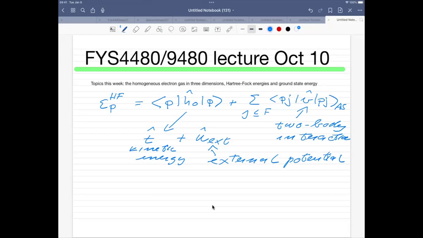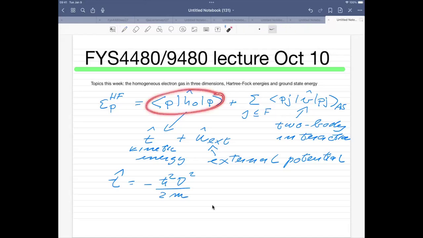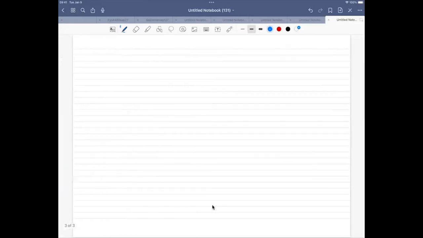Now, if we look at the kinetic energy, it is given by minus h bar, and if we think of the spatial representation, by the second derivative divided by 2 times the mass of the particle. So when we are evaluating these integrals, we need to include this operator in the evaluation. One thing we are not going to derive is the solution of Schrödinger's equation for non-interacting particles in a box. So I'm just going to take the liberty of reminding you of the results.